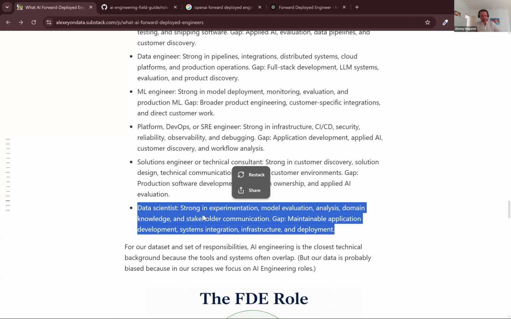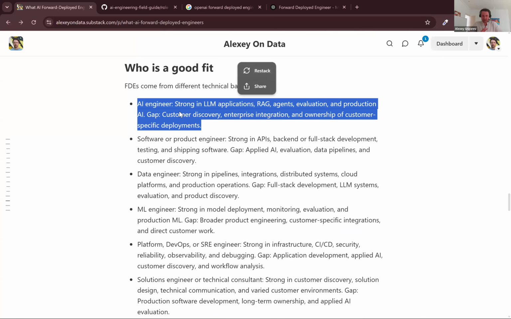So as we see here, the best fit for this position, at least if we talk about AI FDEs, are AI engineers. So you need to get to the level of an AI engineer first. And then because of your data analysis background, you have this product sense. In my experience working with data analysts, they are not necessarily good product managers, but they have very good product feeling. They can place themselves in the shoes of users. So this is your superpower.